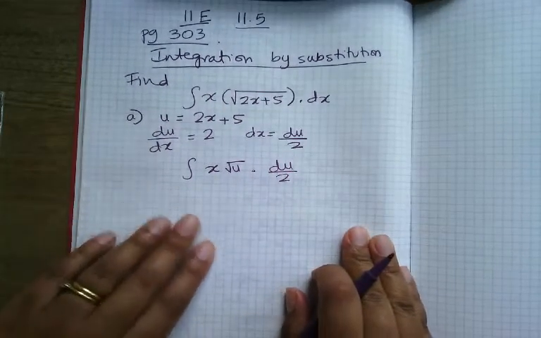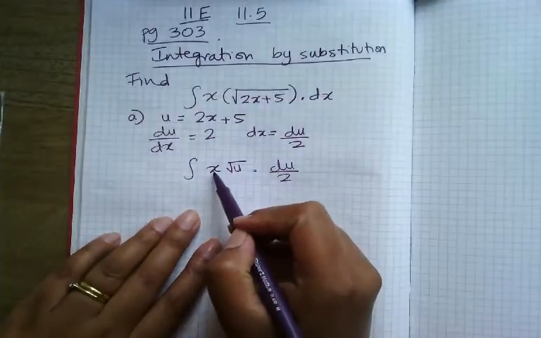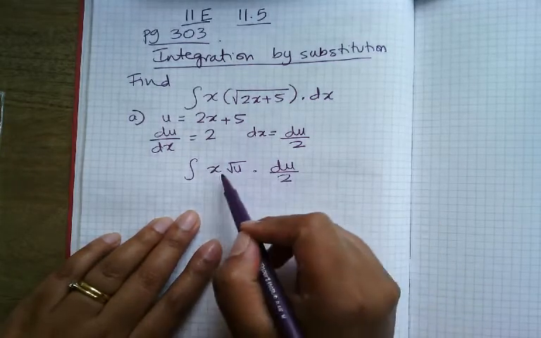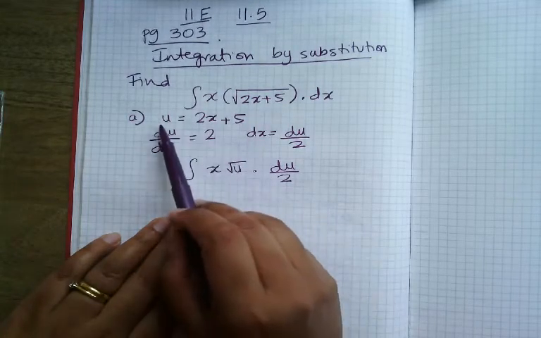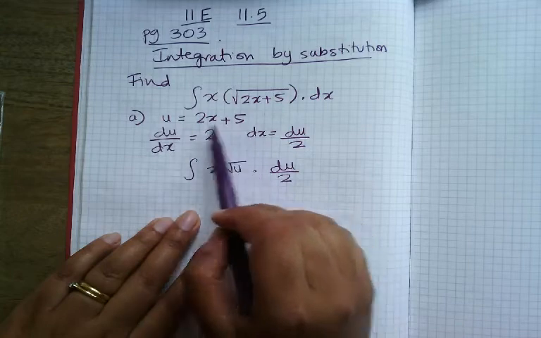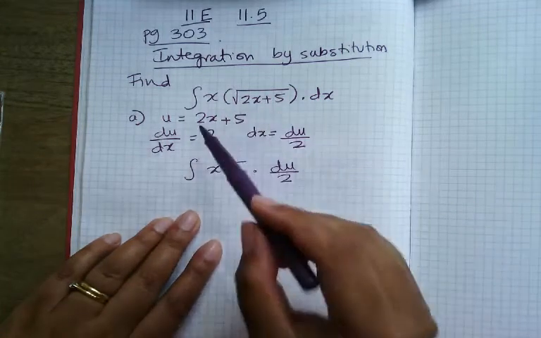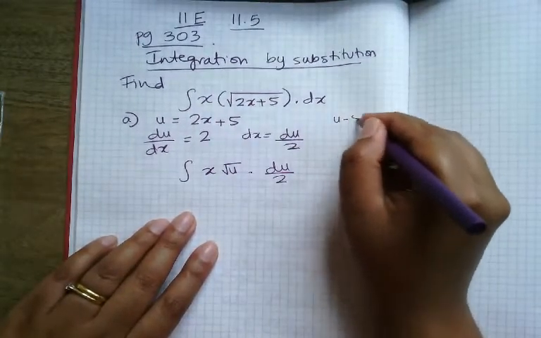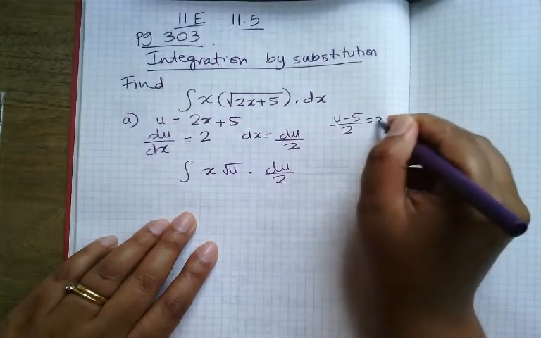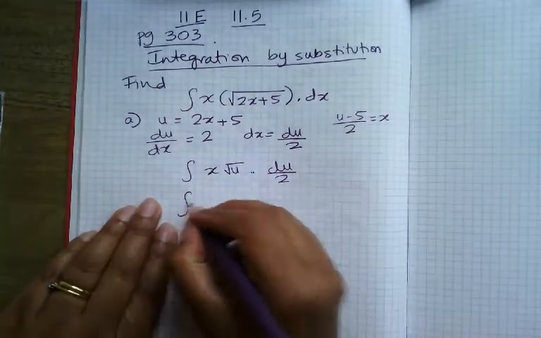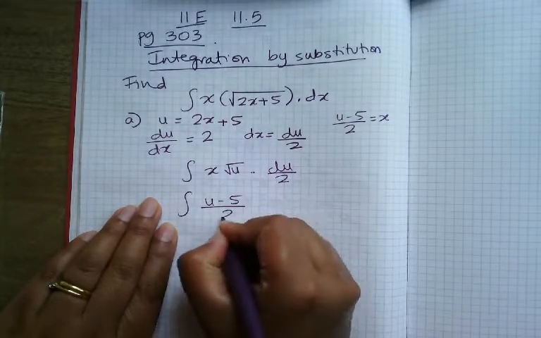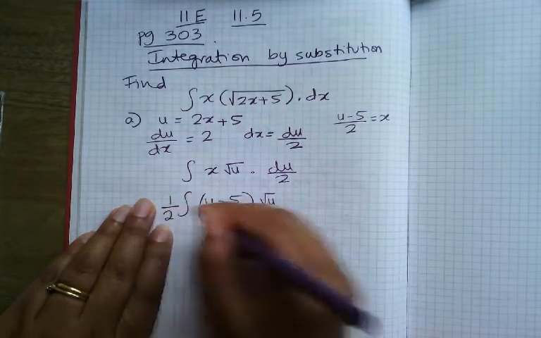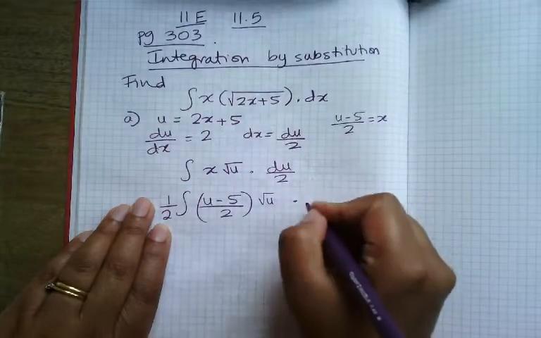Now the problem here is that I have an x and a root u, and I've got du there and 2 there, and I've got nothing cancelling out this x. So what I can do is find what x is by using this substitution, and the reason why we're doing it is because they've given us the substitution. So I am now going to find what x is in terms of u, and it's this. I'm going to sub this in, and I'll take the other two out.